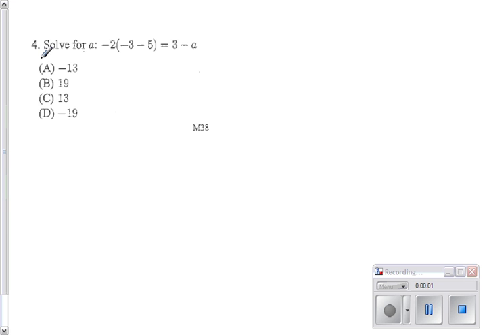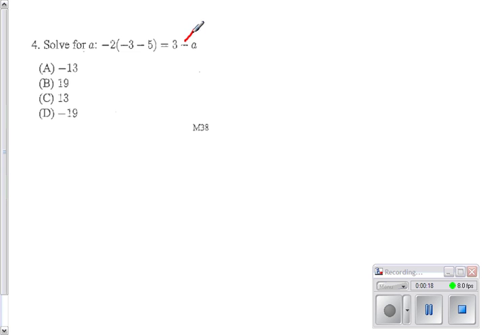All right, next question number 4. We want to solve for A. We have -2 times (-3 minus 5) equals 3 minus A. So it's just like a multi-step equation here where we need to do some simplification on this side, and then we will solve for A.